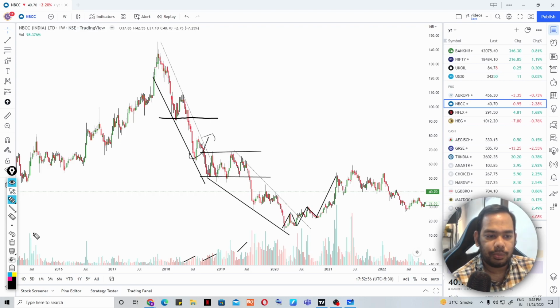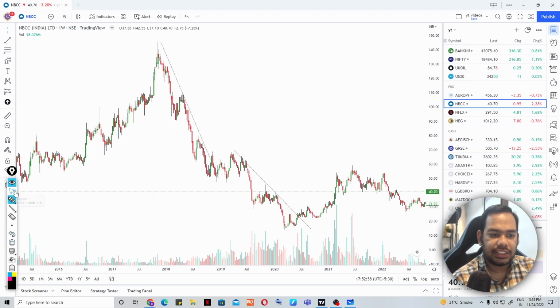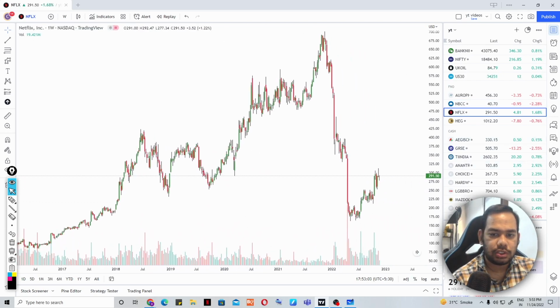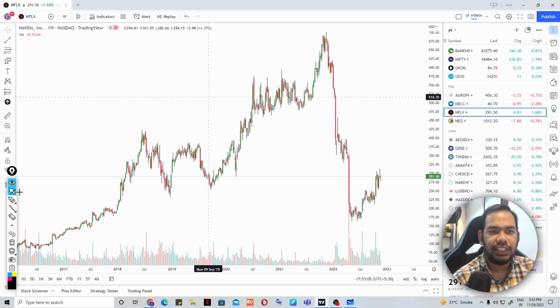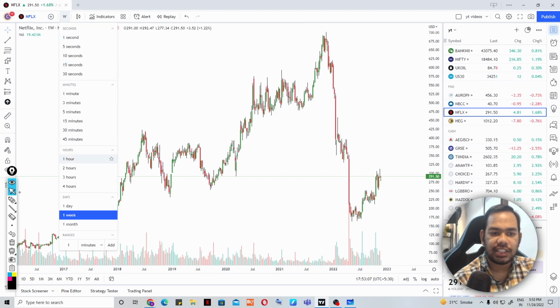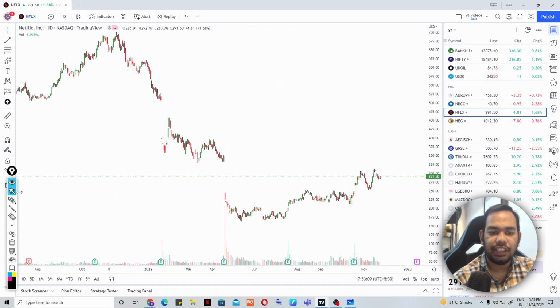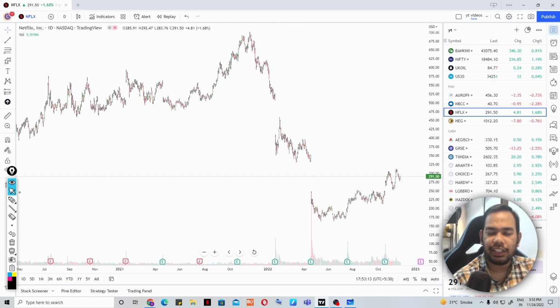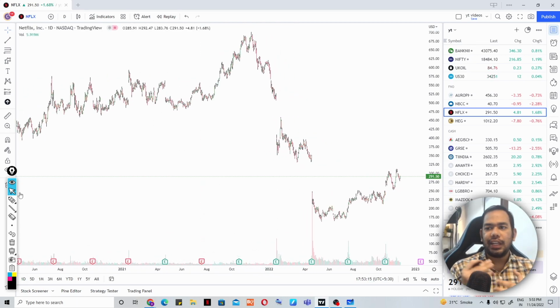Let us go to one more example, and this is an international counter which is Netflix. Recently it was in the news, and this is the weekly chart. Let me show you the daily chart as well. You will find gaps here. Now basically the first gap which you are looking at is nothing but a breakaway gap. I have also made a video on gap analysis, you can watch.